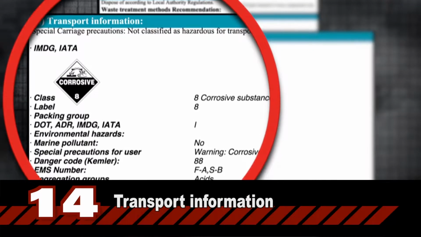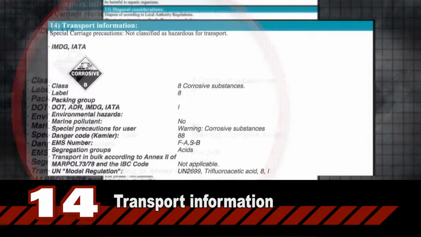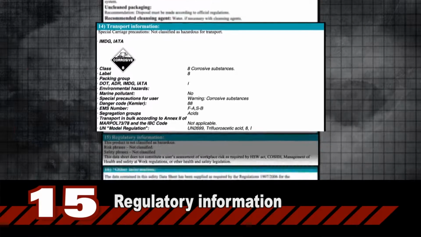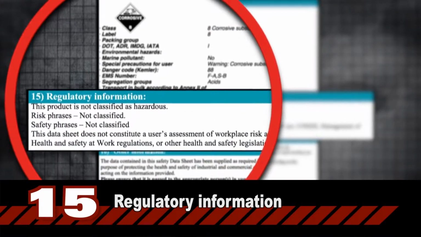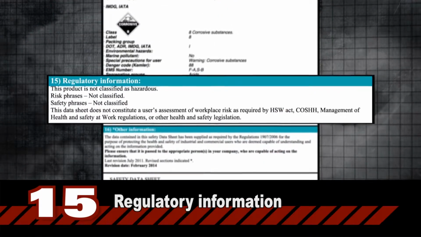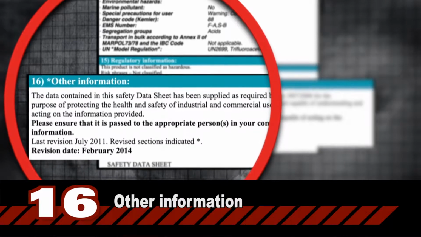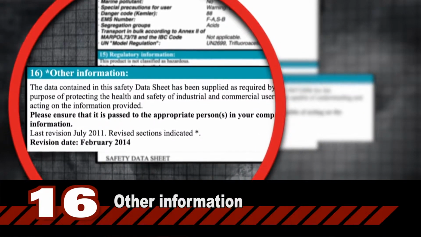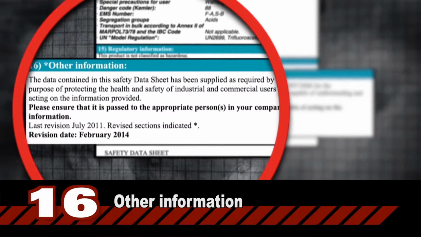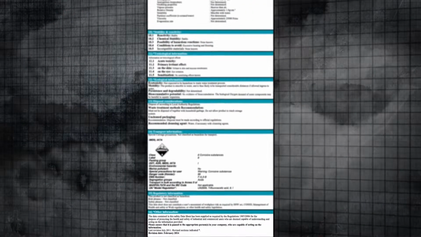Section 14, Transport Information, includes transport hazard classes and guidance on shipping in bulk. Section 15, Regulatory Information, provides national or regional safety, health, or environmental regulations. And Section 16, Other Information, provides more details, such as the date of preparation of the SDS or last revision and changes from previous versions.